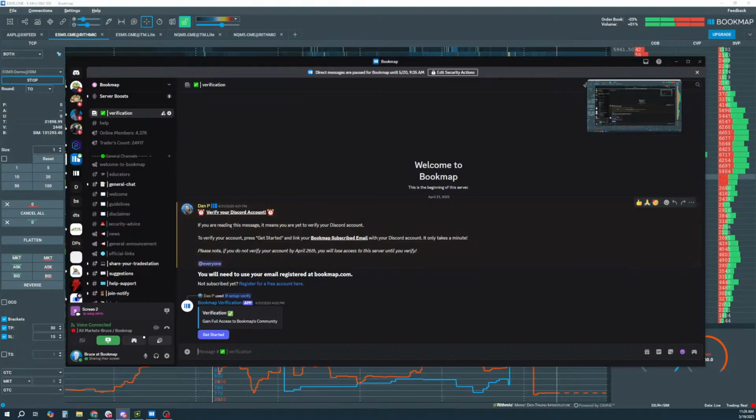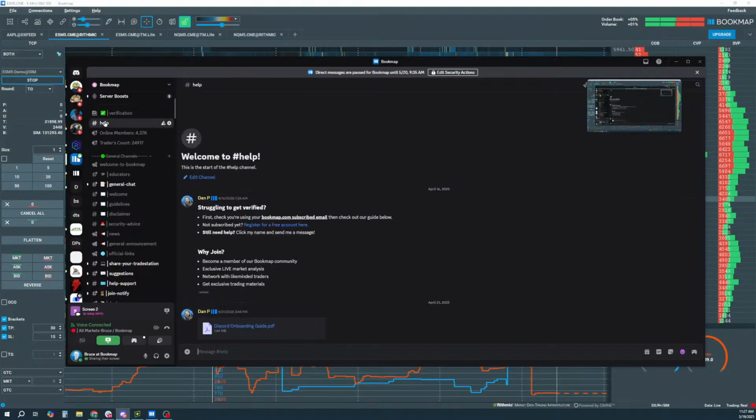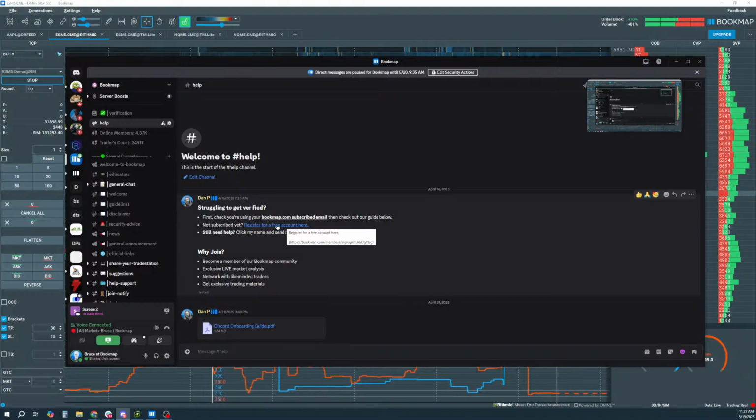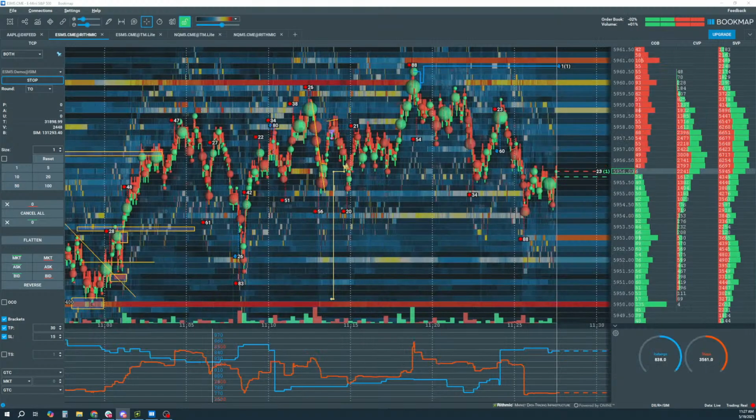This is what I would recommend. Come into verification here and read through Dan's comments in here, and then if you need help, you can go to the help section here. Read through Dan's section. He put together a really nice onboarding PDF, and the registration button here for bookmap.com. You can click on that. If you still need help, click on Dan's name and ask him. He can help you get onboarded into our Bookmap Discord.